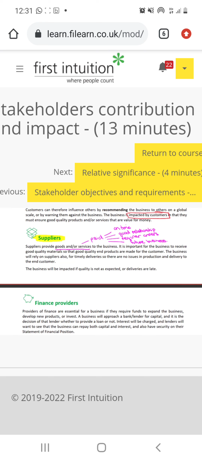It's important for the business to receive good quality materials. This is what the organisation wants. This is so that they can produce good quality end products for the customer. The business will rely on suppliers also for timely deliveries, so there are no issues with production and delivery to the end customer. The business will be impacted if quality is not as expected or deliveries are late.